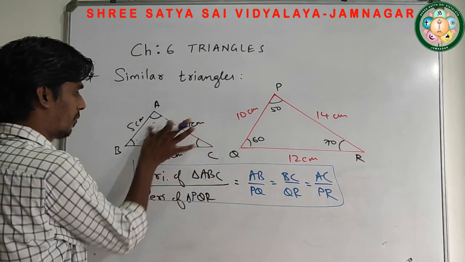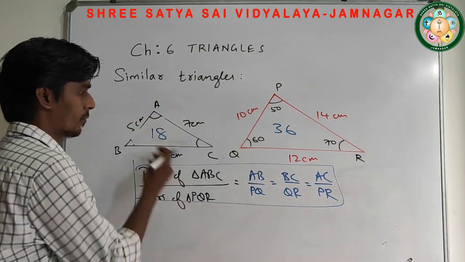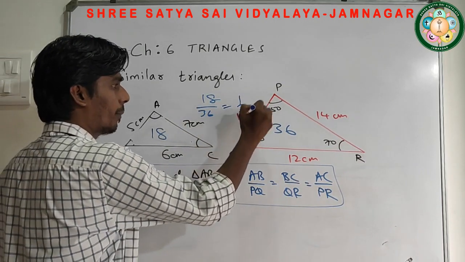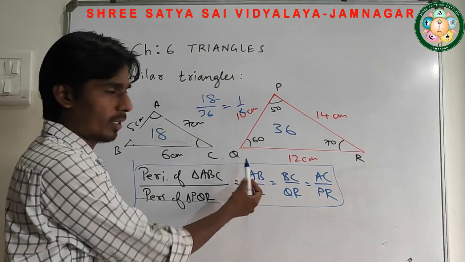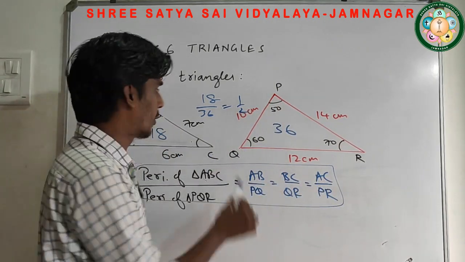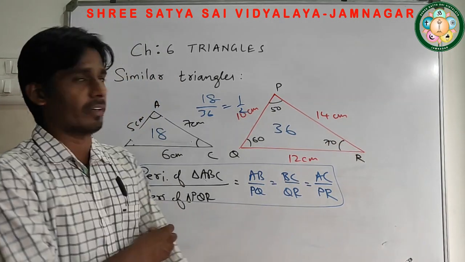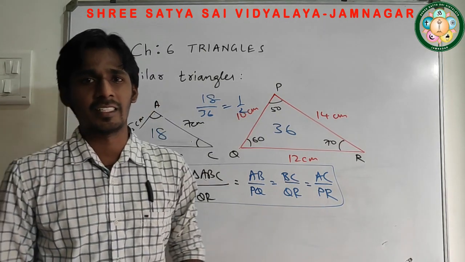So the perimeter of this one, how much did you get? 18. And the perimeter of this one was how much? 36. So if you take the ratio 18 upon 36, I'll get 1 by 2 only. Even if I take the ratio, 5 upon 10 is 1 by 2, 6 upon 12 is 1 by 2, and AC upon PR is also 1 by 2. So this is the way we can understand how to identify similar triangles.